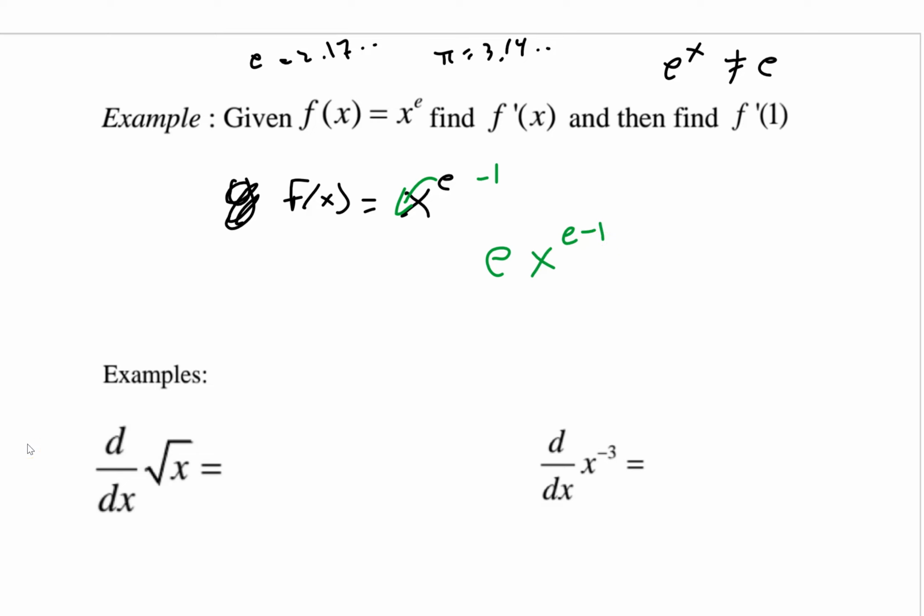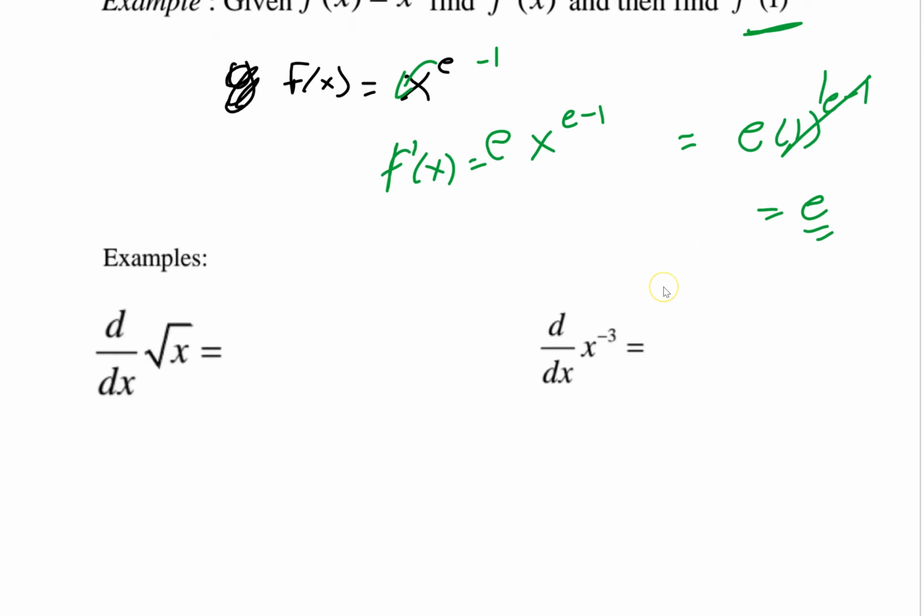That's all that is. It's the exact same rule as everything else. You bring the e down, subtract 1 off. That's the derivative. Now they want the derivative at 1, just plug 1 in for x. So you're going to get 1 to the e minus 1. Remember, 1 to any power, even this funky e minus 1 power, is 1. So it's just 1. My answer is just e. And you thought that was funky. That's more funky than it is difficult. Let's do some of these.